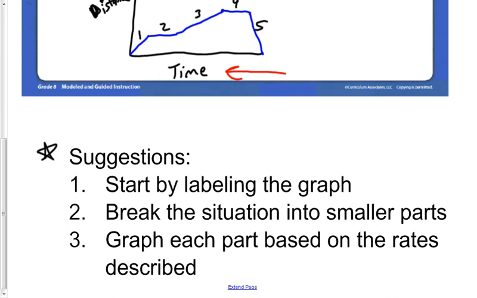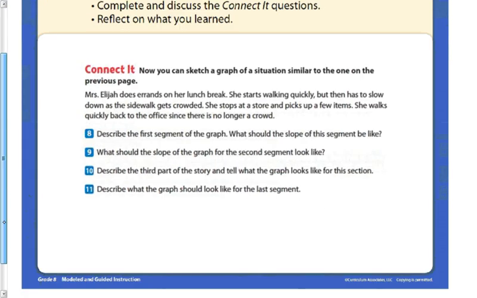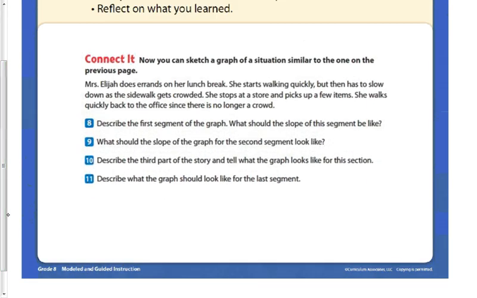Add those to when you do a graph. Because what I'm going to have you do now is go to the next part where it says connect it. And it says now you can sketch a graph of the situation similar to one and do this on your own. Okay? I'd like you to try this one on your own before checking. It says Mrs. Elijah does errands on her lunch break. She starts walking quickly, but then has to slow down as the sidewalk gets crowded. She stops at the store. Keyword stops. Picks up a few items. She walks quickly back to the office since there's no longer a crowd.